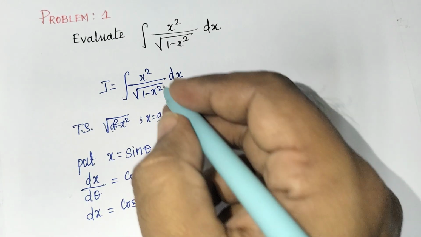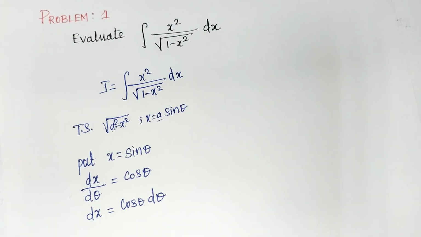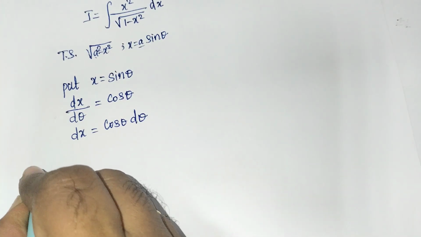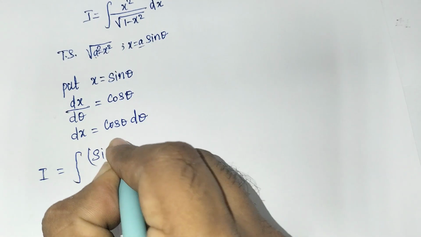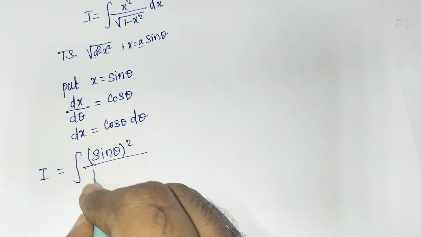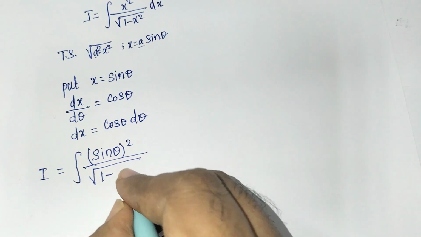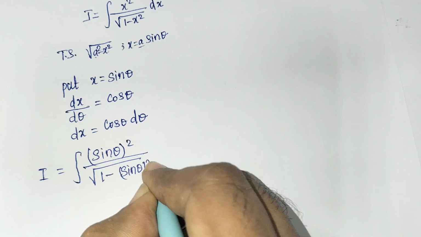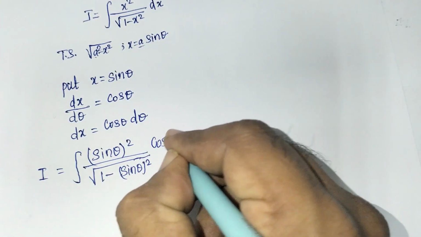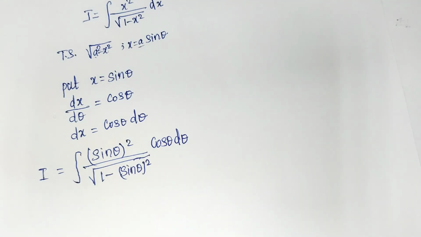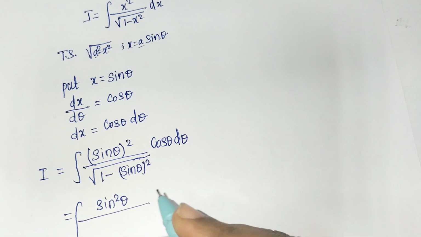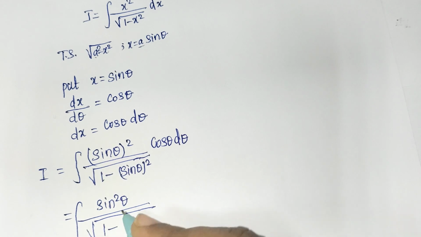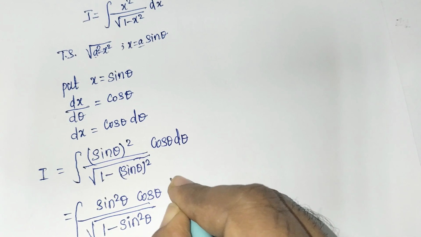Okay, I'm going to substitute this in our integral term. So I'll write I equal to the integral of x square, with x as sin theta, whole square, divided by square root of 1 minus x, with x as sin theta, whole square. This dx I'm writing as cos theta into d theta. Sin theta whole square we can write as the integral of sin square theta divided by square root of 1 minus sin square theta. Here we have cos theta into d theta.